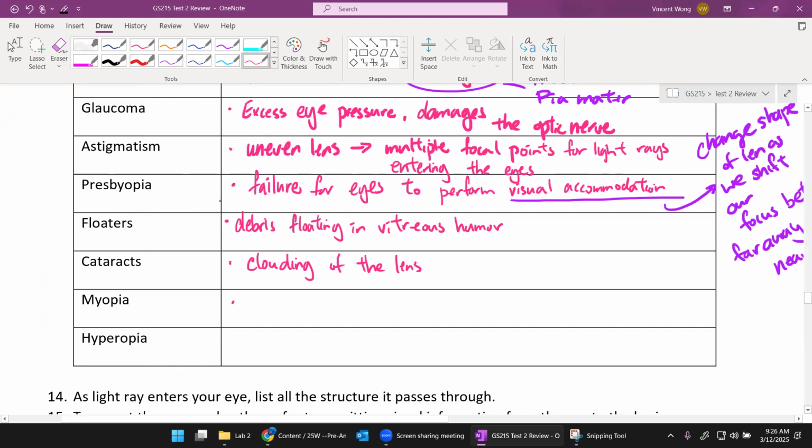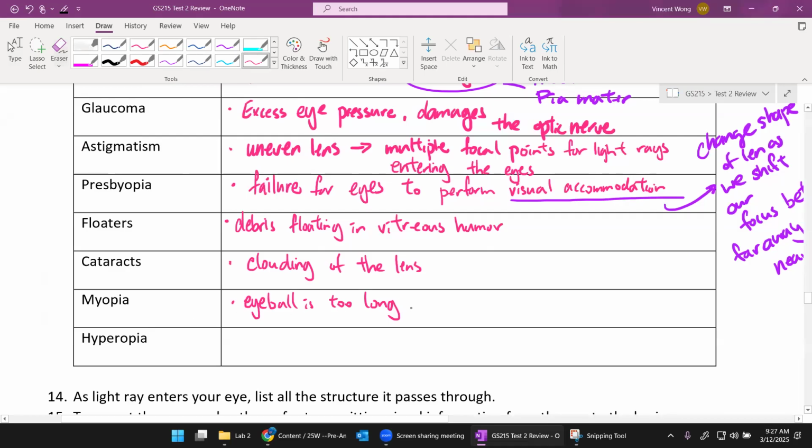Myopia, eyeball is too long. There's a question, how is presbyopia corrected? You get reading glasses. Even if you go to Dollarama, sometimes they have a whole rack of reading glasses. You can just prescribe it yourself. You basically put them on and see which one allows you to read a book easier now. But you can get it properly prescribed at the eye doctor as well.